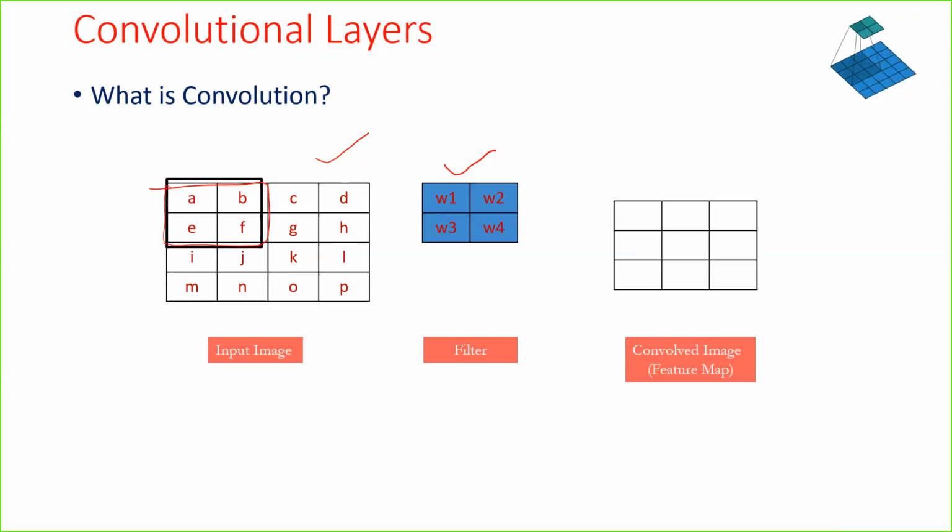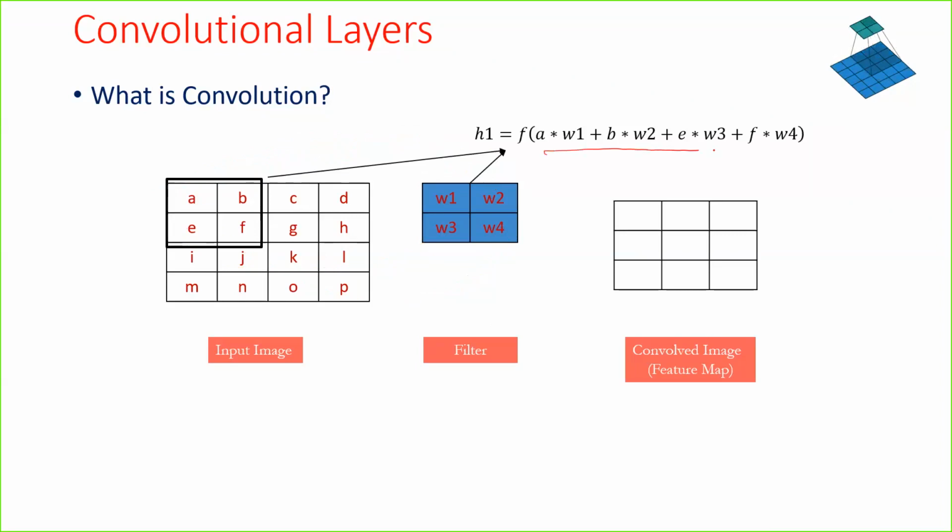When you place the filter, A corresponds to W1. So multiply A with W1, B with W2, E with W3 and F with W4. Take the sum over these multiplications, and then give it to the activation function. After applying the activation function, you will get the resultant H1, and you place that in the convolutional image here.